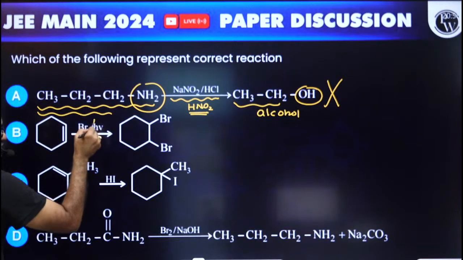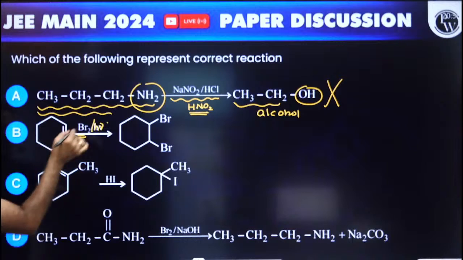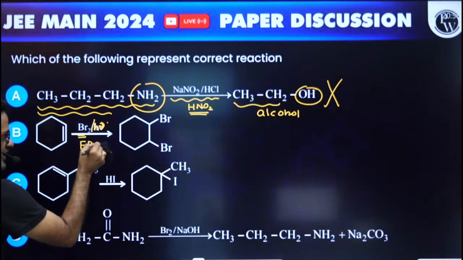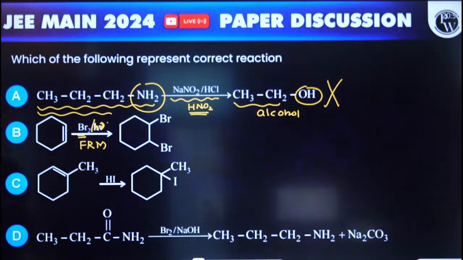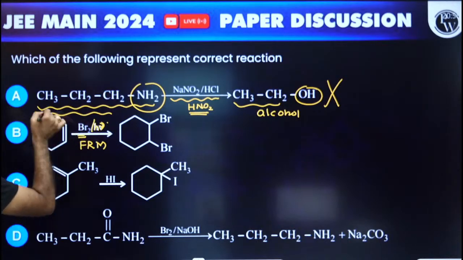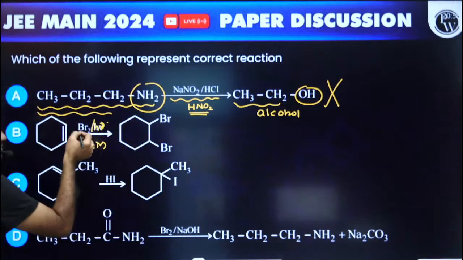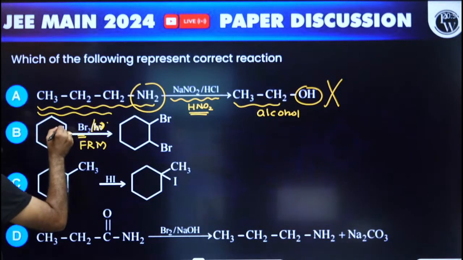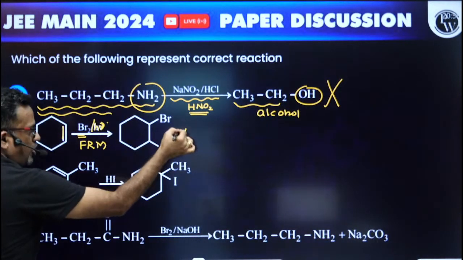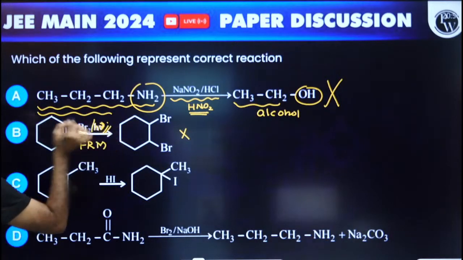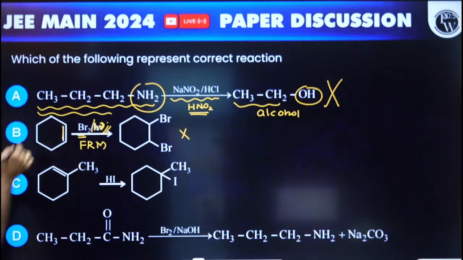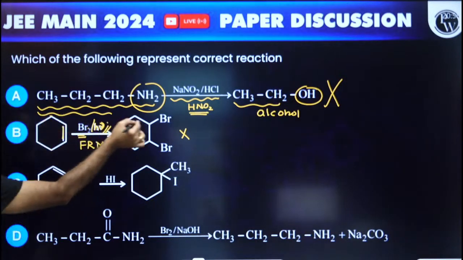Bromine in presence of light. In presence of light, what will happen? Free radical mechanism takes place. So which is the stable free radical here? Allyl free radical. So therefore, allyl bromination should happen. But what has happened? Bromine is added as an electrophile to the double bond. So therefore, this is wrong. Actually, in presence of light, the bromine should add onto the allyl carbon atom. So bromination should happen here, not here, not here.